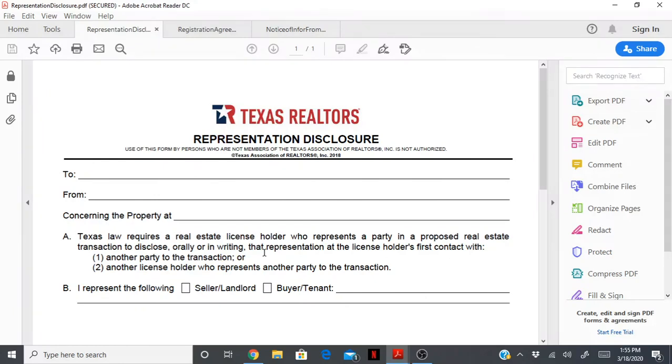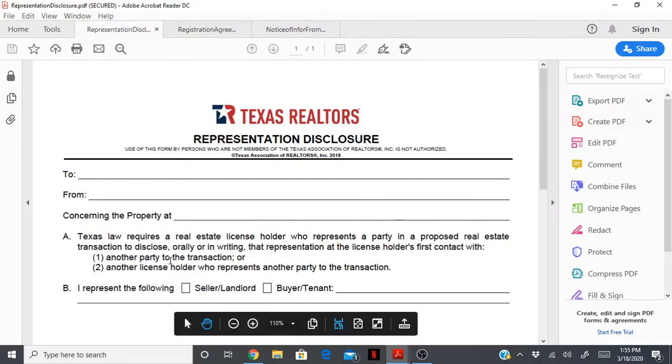I know it says orally or in writing, but where I come from, if it's only spoken and not written, that conversation never existed. Let's move on. That representation at the license holder's first contact with either another party to the transaction or another license holder who represents another party to the transaction.